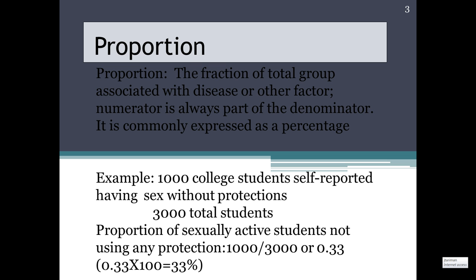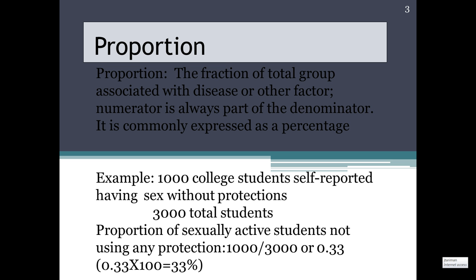So what is proportion? Proportion is simply defined as the fraction of the total group associated with the disease or other factor. In mathematical terms, it simply means that the numerator is always part of the denominator, and proportions are commonly expressed as a percentage.